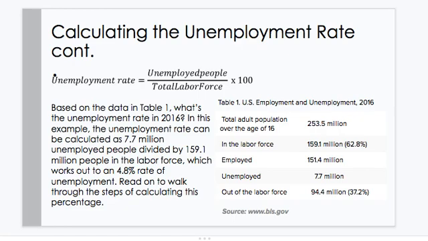Based on the data in table 1, what's the unemployment rate in 2016? In this example, the unemployment rate can be calculated as 7.7 million unemployed people divided by 159.1 million people in the labor force, which works out to be 4.8% rate of unemployment.